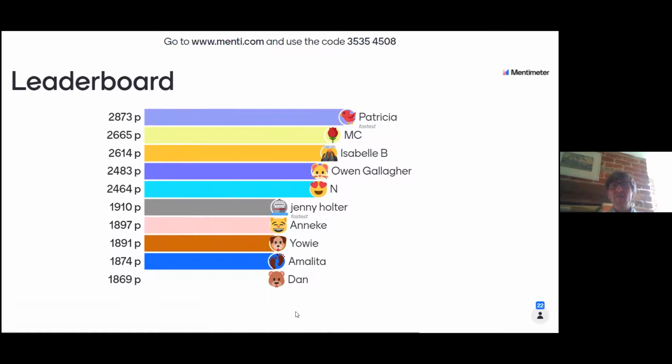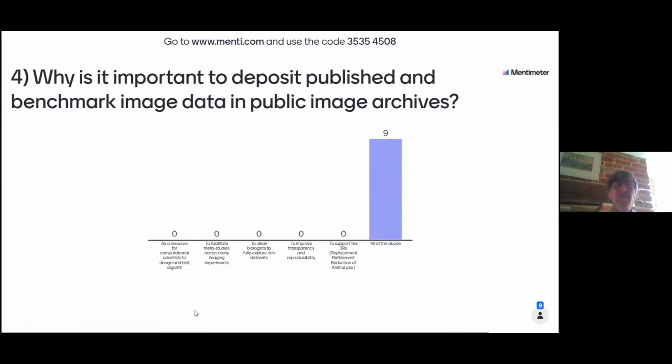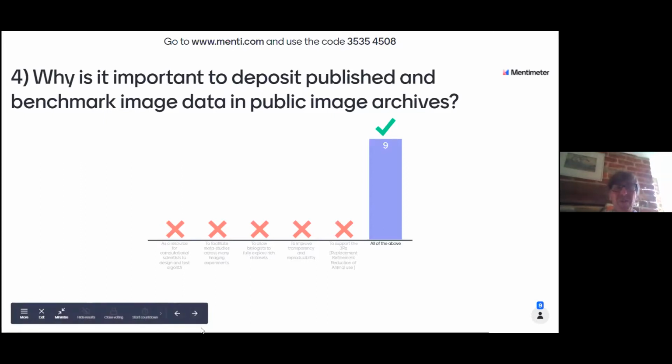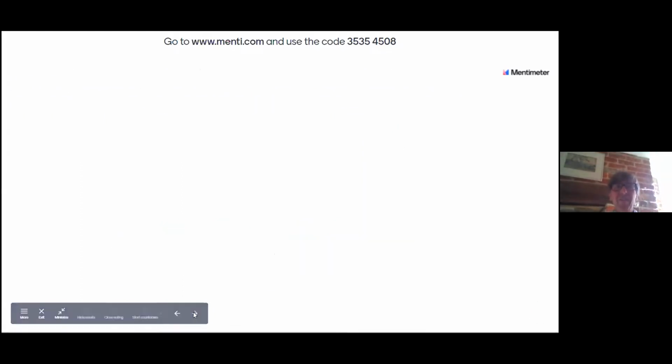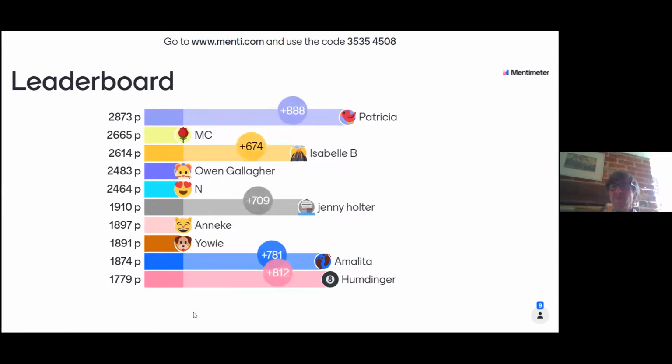Oh, there's still neck and neck at the top right. This last question, you've really got to be quick now if you want to win. Why is it important to? All right. Well, I didn't even get a chance to read it out. So, all of the above. Anyway. As a resource for computational scientists to design and test. I'm not going to read it all out. We've got nine votes here who are very, very, very quick. I think what we're suffering from is internet lag.